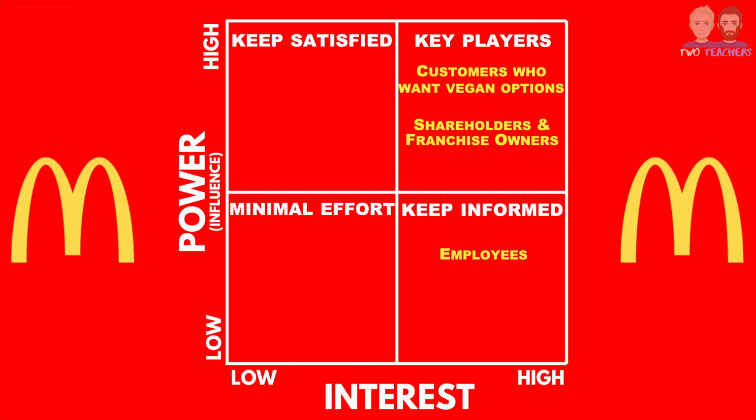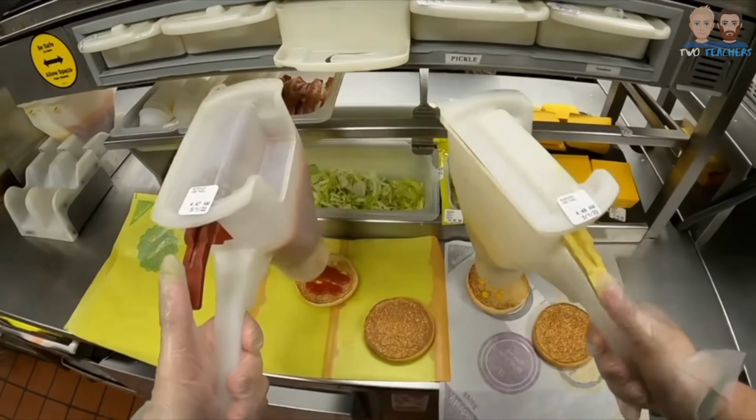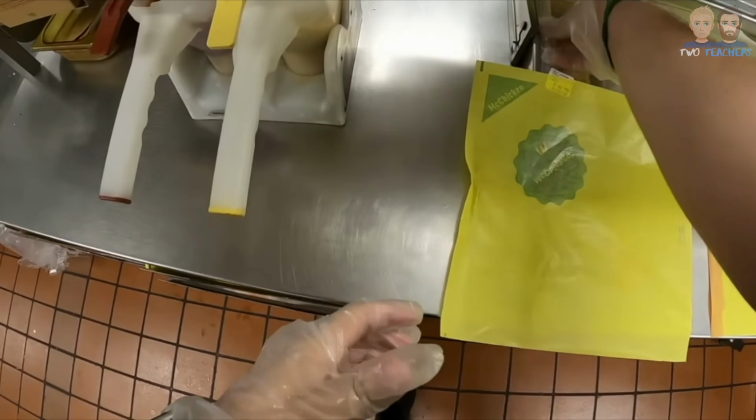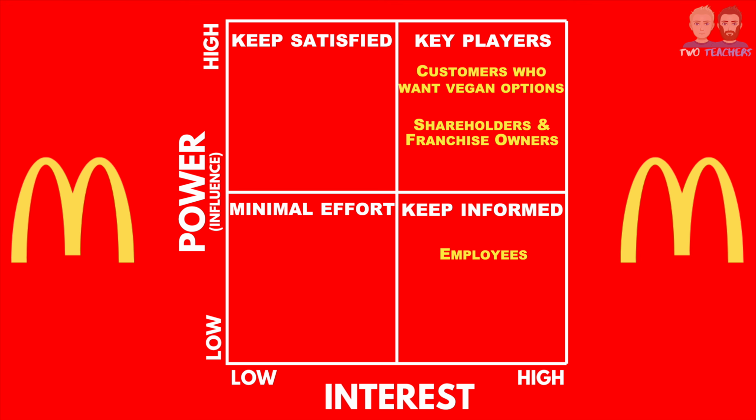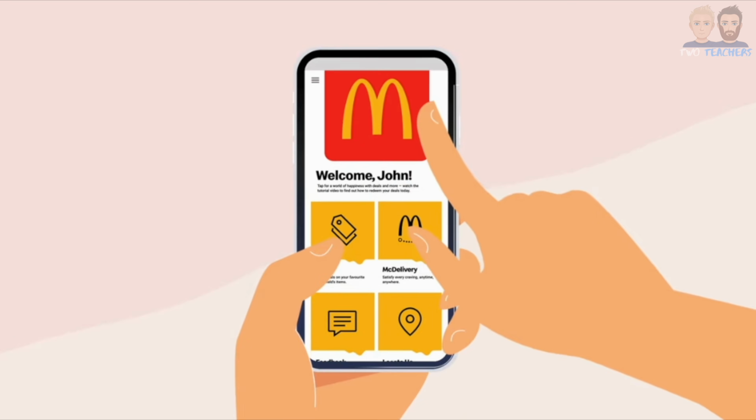Here, it's the employees in the restaurants who will be cooking and serving the new burger. They need to know what's coming so they can prepare. McDonald's could run training sessions or share updates through internal communications to make sure that they're ready to go. Another example of a stakeholder in the keep informed group could be loyal customers who love trying new menu items but don't necessarily influence wider public opinion. Regular newsletters or app notifications can keep them excited and informed.